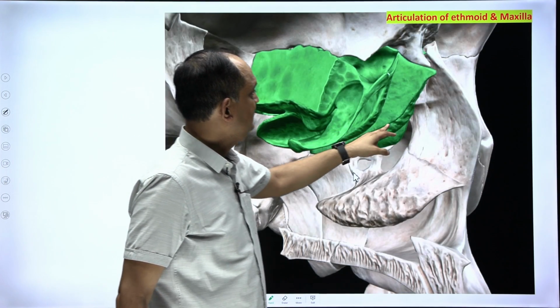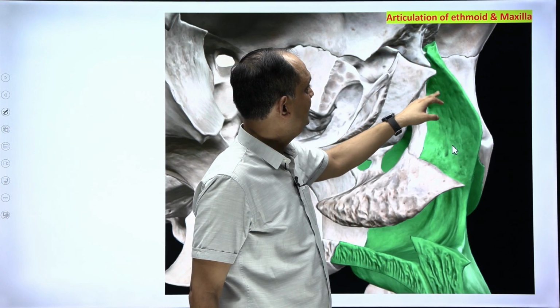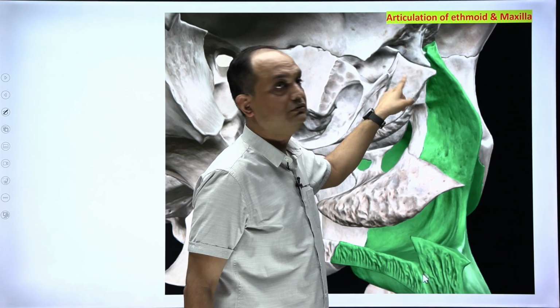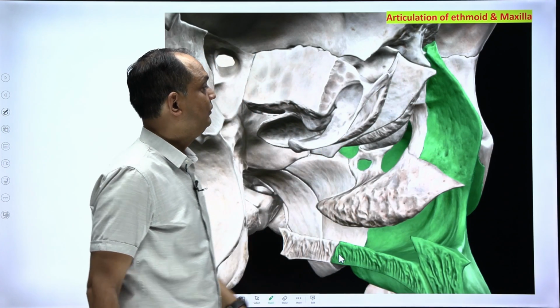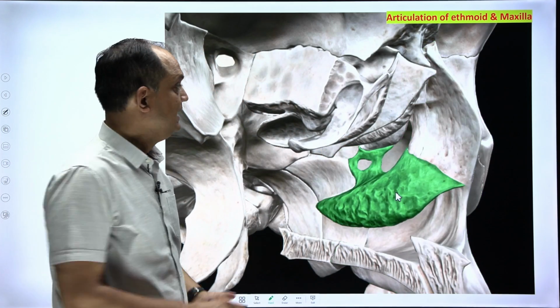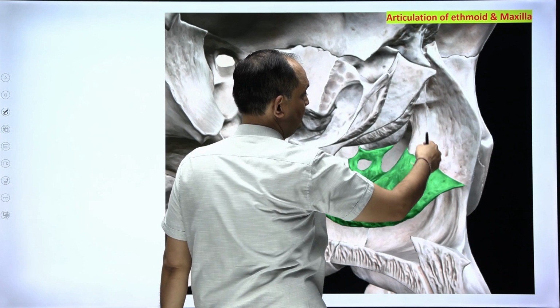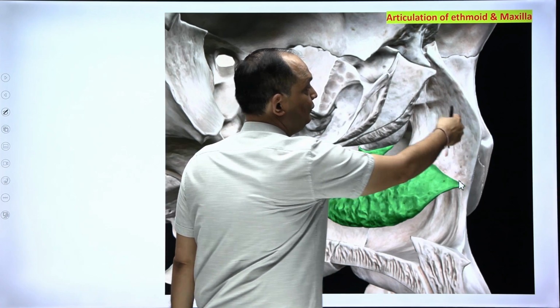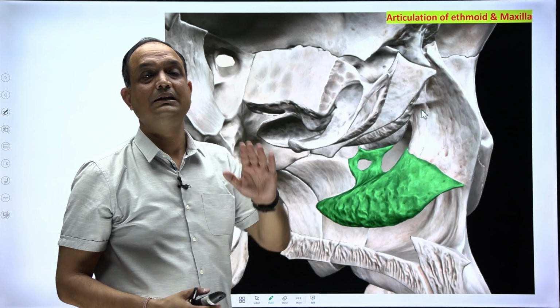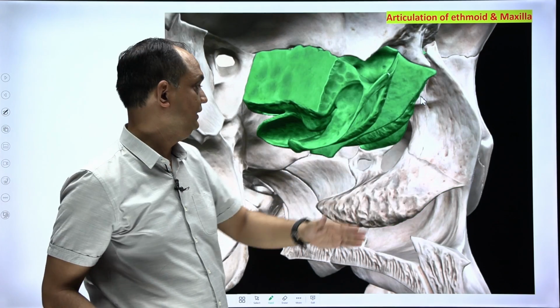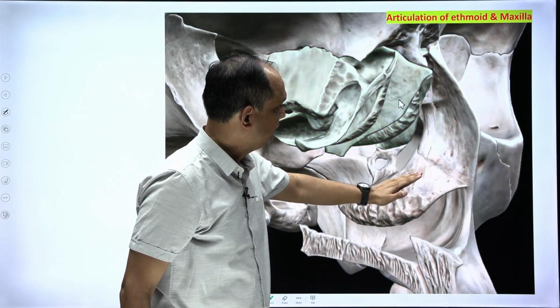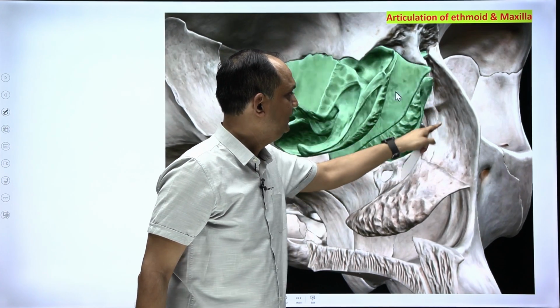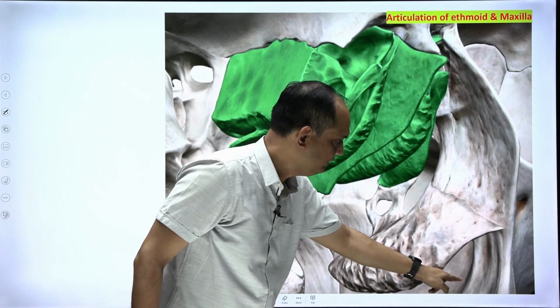Now this middle nasal concha is articulating here, which is known as ethmoidal crest. What is that? Ethmoidal crest. And this area is known as atrium of middle meatus. So the middle meatus lies above the inferior nasal concha. So this is the inferior nasal concha, above that this is the middle meatus, below that this is the inferior meatus.